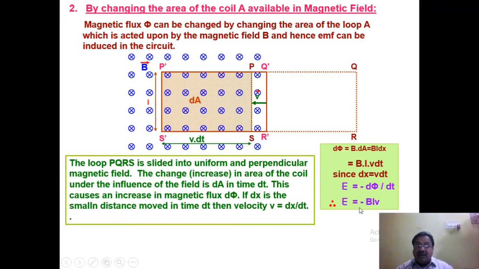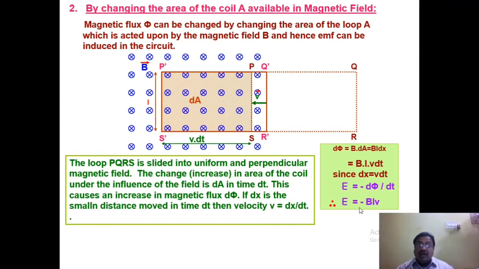So when a rectangular wire loop is introduced into the field in a perpendicular direction, this is the expression for the induced EMF. Sometimes a numerical problem may be asked where B, L, and V are given and you have to calculate E, or E, B, and L might be given.